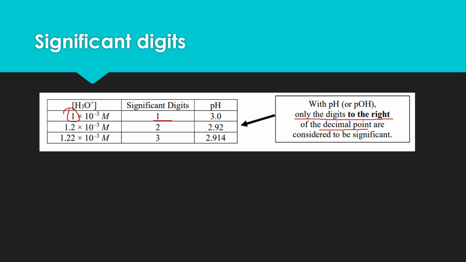Okay, so if it's got one sig fig, we're gonna have one decimal place. This second one has two sig figs, we're gonna have two decimal places, so 2.92. If we got 3 sig figs over here in the concentration, we're gonna have 3 decimal places. Okay, and I'm gonna remind you of this as we go through calculations so you can get used to it, and that's just when we find pH or pOH, okay? So your decimal places are your significant digits.